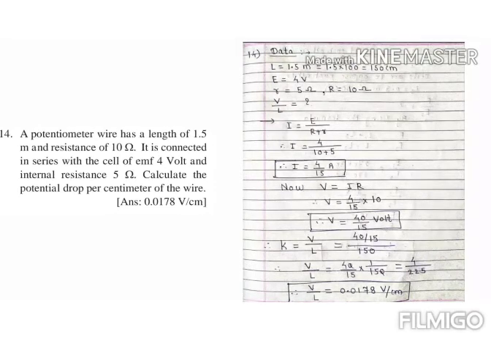Therefore, potential gradient K is equal to V upon L, which is equal to 40 divided by 15 upon 150. Therefore, V upon L is equal to 40 upon 15 into 1 upon 150, which is equal to 4 upon 225. Therefore, the potential gradient, that is K is equal to V upon L, is equal to 0.0178 volt per centimeter.